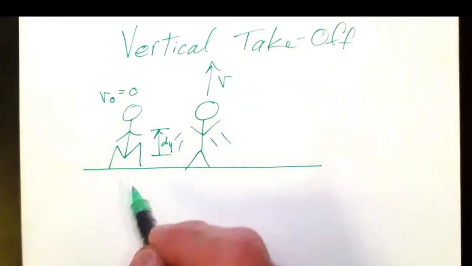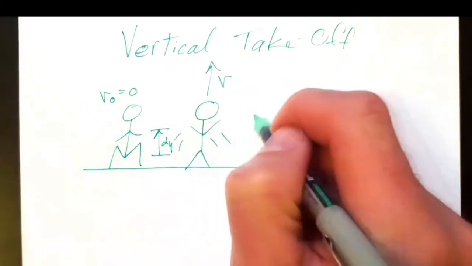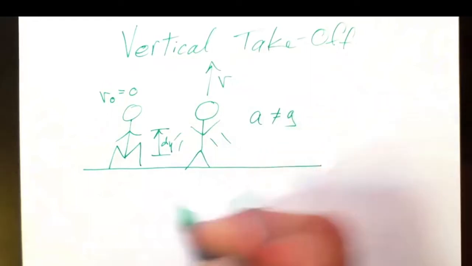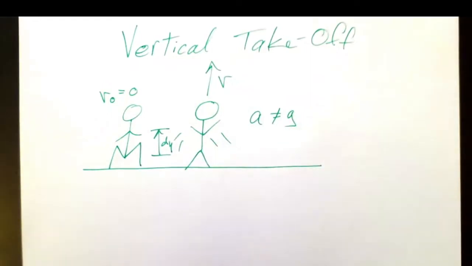At this point, the acceleration is not equal to g due to the fact that the object is in contact with the ground, therefore generating a force that is upward, causing them to change their motion.